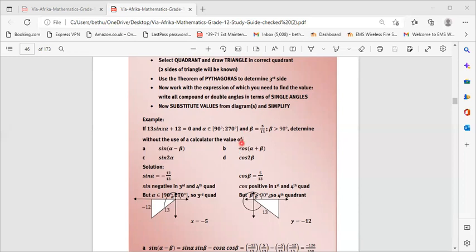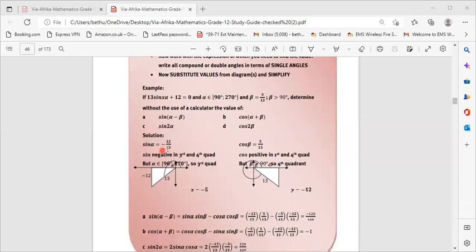Determine without the use of a calculator the value of sine open bracket alpha minus beta. That's the first one, right? Then B, they're asking us to, without a calculator, determine the value of cos alpha plus beta. Let us first start off with A, solving for sine alpha minus beta. So friends, let us first start off with what we have, right?